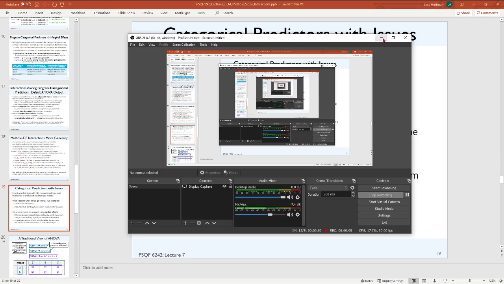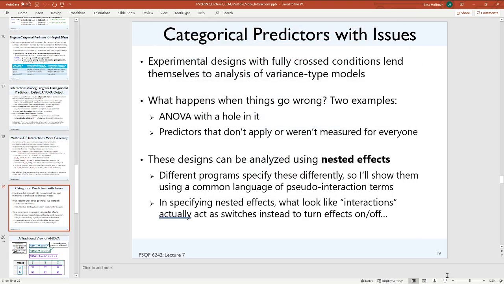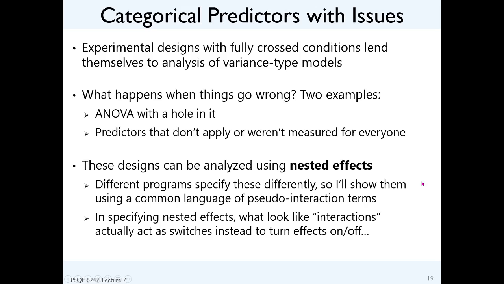I'm going to pick up on slide 19 to describe categorical predictors with issues. So up to this point we would have been through the earlier part of this lecture as well as the corresponding example 7, which includes a few demonstrations of how to include predictors that are categorical and interactions between them.